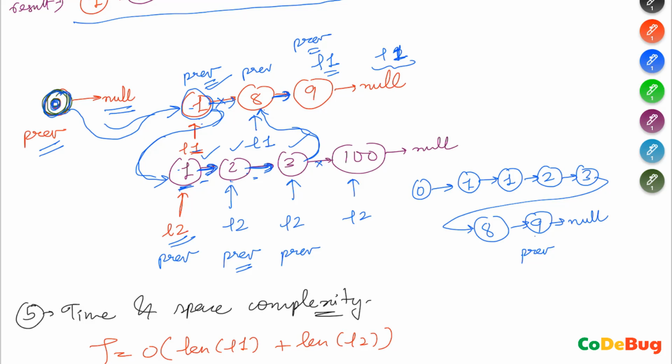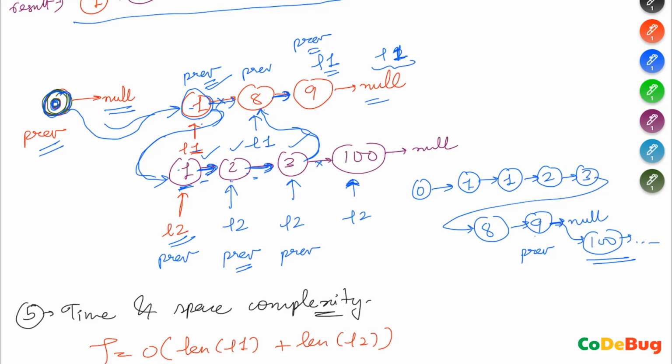Once the loop is over, we know that only one of the pointers is not null and one is null. So the next of previous will be updated to the one which is not null. In this case L1 is null, so we'll update previous dot next to L2, and L2 is at 100. So this will point to 100 and anything after that in L2. And this order will always be sorted. Why? Because L2 is sorted.